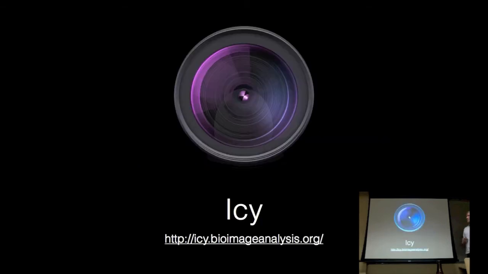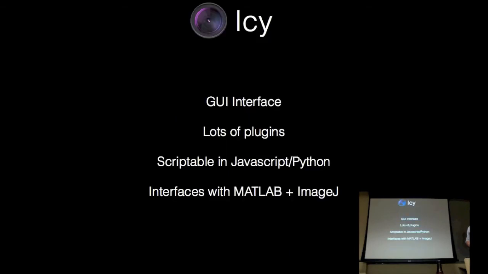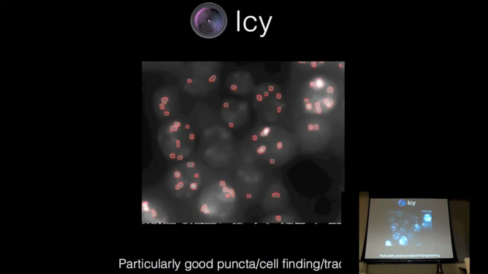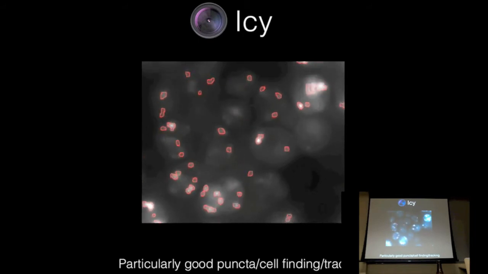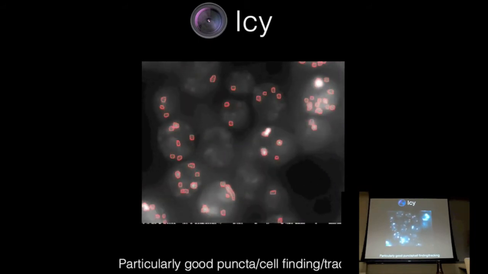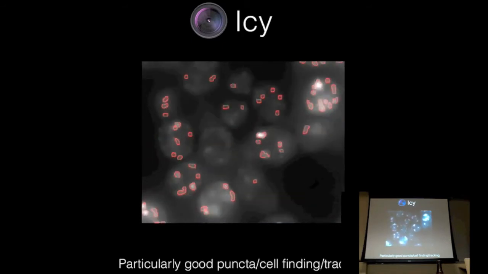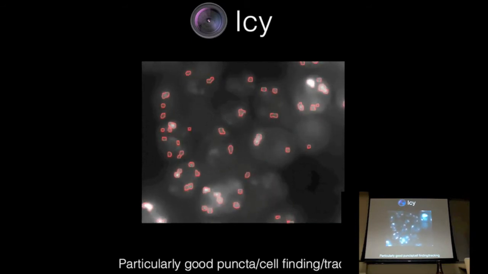Another program very much in the same vein as Fiji is called ICE. Its website is here. ICE is also a GUI interface, just like Fiji. It has lots of plugins. It's also scriptable with JavaScript or Python, and it also interfaces really well with MATLAB, as well as ImageJ. I mention it here mostly because I'm really impressed with its ability to find puncta in cells in images and to track them over time. Here's an example of it using a fancy wavelet algorithm to pick out noisy little puncta in a movie. It does a pretty good job of that.